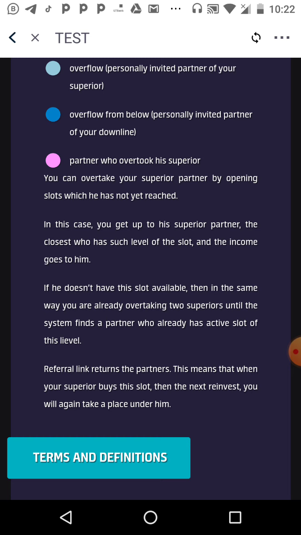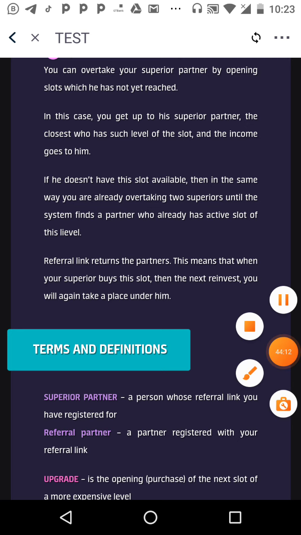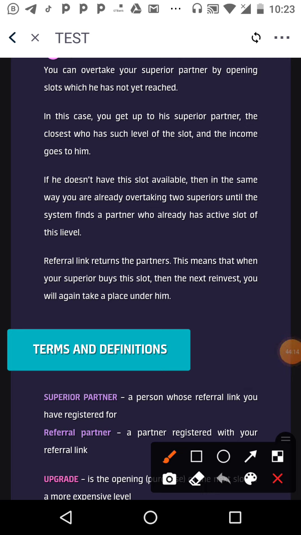In this case, you get up to a superior partner, the closest who has such a level of the slot, and the income goes to him. If he doesn't have this slot available, then in the same way you are already overtaking to a superior until the system finds a partner who already has an active slot. Like I said again, it's about positioning. The system always looks for a partner. The system will do what? Look for what? A partner.